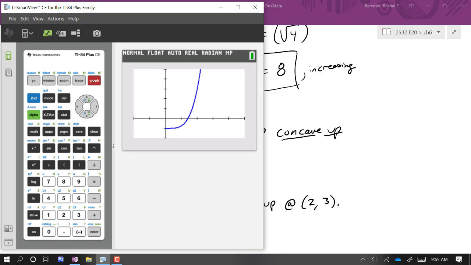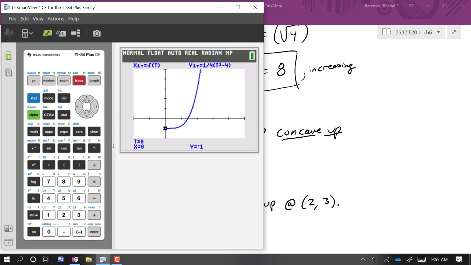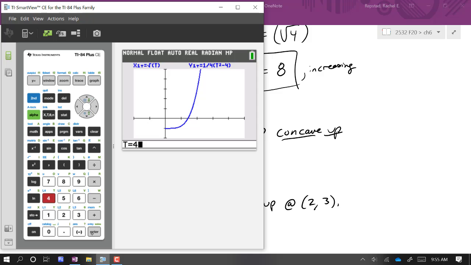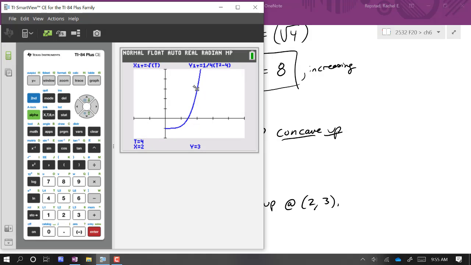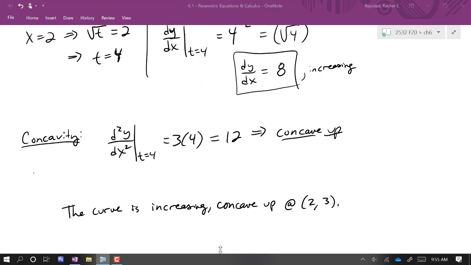So there is the graph, the curve, and it keeps going, right? But this is the window that we're viewing it in because we want to see what's going on at our point. If I hit the trace button, which is next to graph, it's going to ask me to plug in a value. Here at t equals 0, x is 0 and y is -1. I'm just going to hit 4 because that was our value of t. And then you can see x is 2 and y is 3. There it is. Clearly it's increasing, definitely concave up, so that is in agreement with what we found in our calculations.